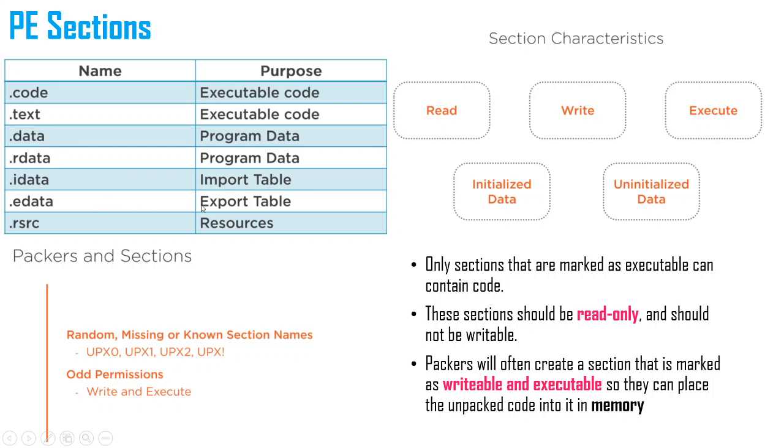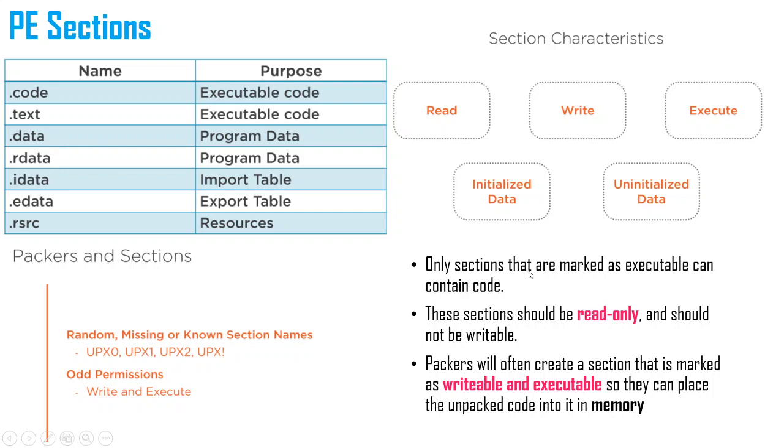And then .edata, which is nothing but the export data or export table, which I am going to tell you in the next slide. And .rsrc, which is nothing but the resources. While considering the section characteristics, the main characteristics of a particular malicious file are: it has read, it has a write option, it may have an execute option, it has initialized data, and it has some uninitialized data also.